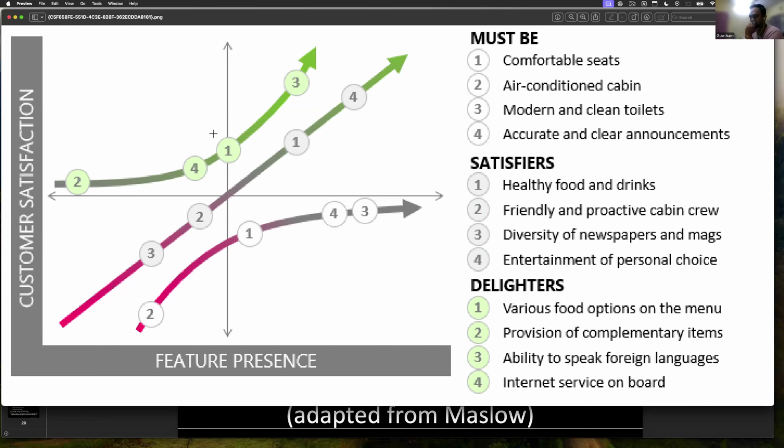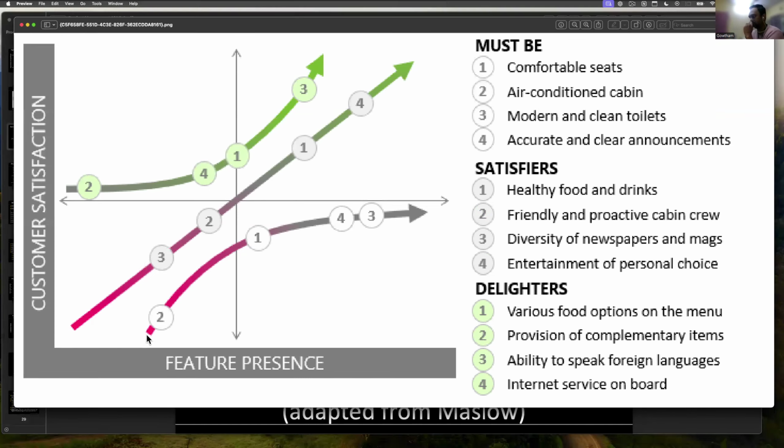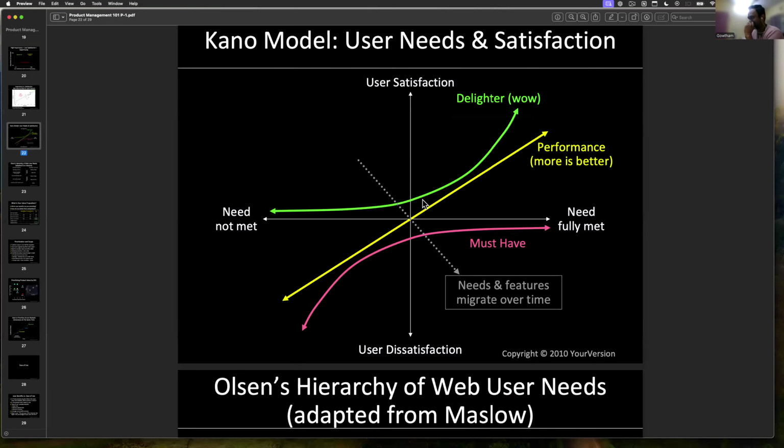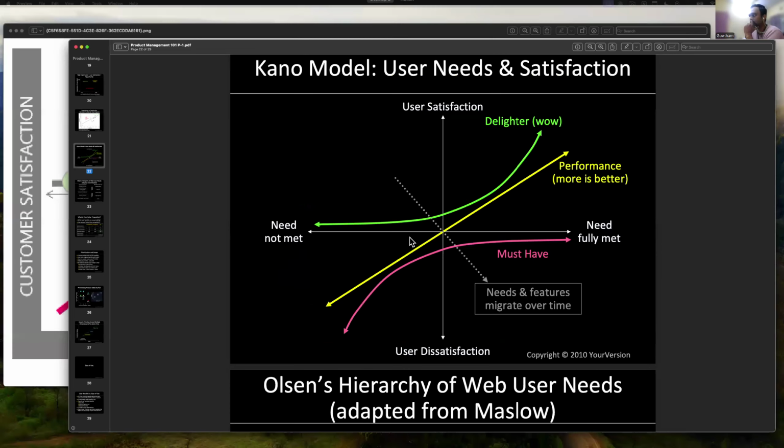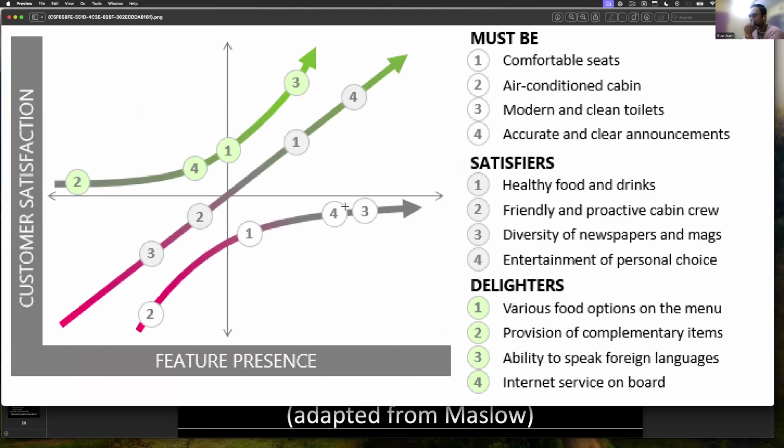The first example I gave is not correct, so I will start from here. Like I already explained, whatever is in here is very important, must have. These are delighters, and these are performance. Whatever is in this area are all must-haves, must be or must have. So all these 1, 2, 3, 4 are here.